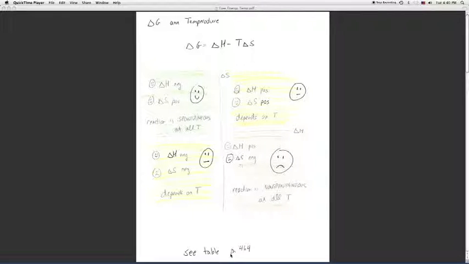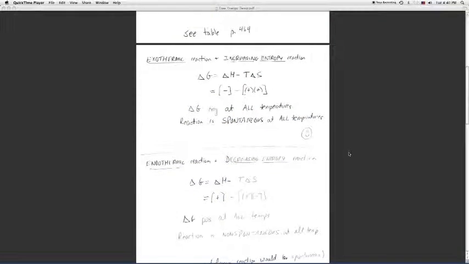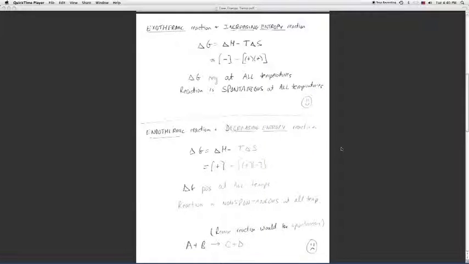And by the way, there's a table on page 464 that shows this same information in a little bit different way. They don't draw happy and sad faces, but anyway, just to talk a little bit more about those two all or nothing quadrants. This is the green one, so remember this is where we're combining an exothermic reaction with a reaction that shows an increase in entropy or disorder.